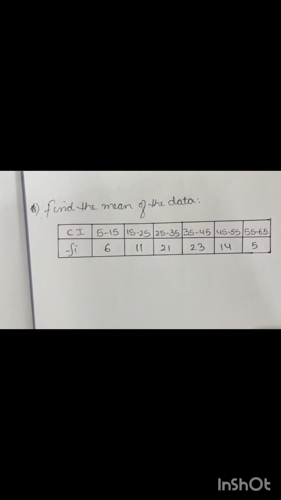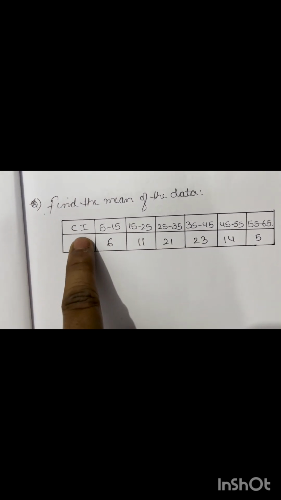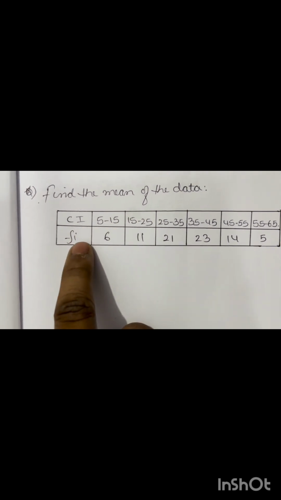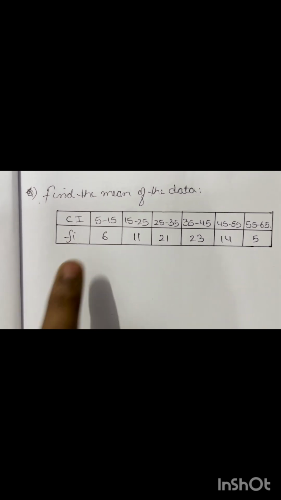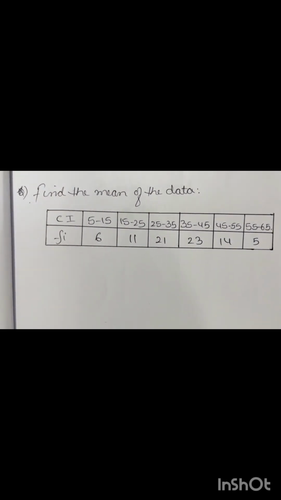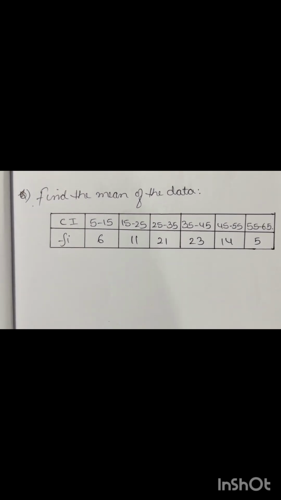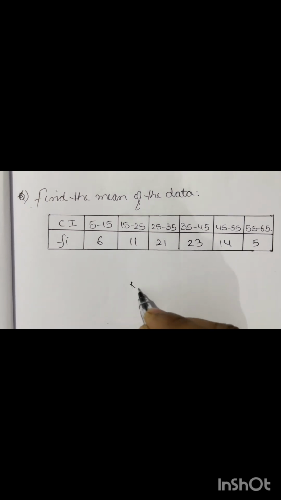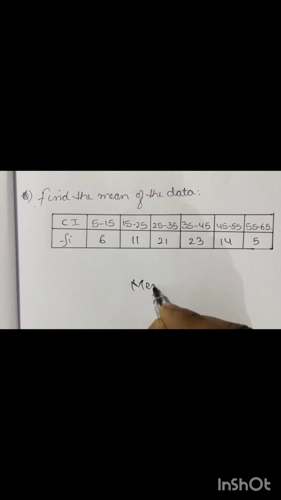Finding the mean. Find the mean of the data. Here the data is given. The upper column is known as CI, class interval, and the lower one is known as FI, frequency. For finding the mean, there are three methods. You can find a mean by three methods.